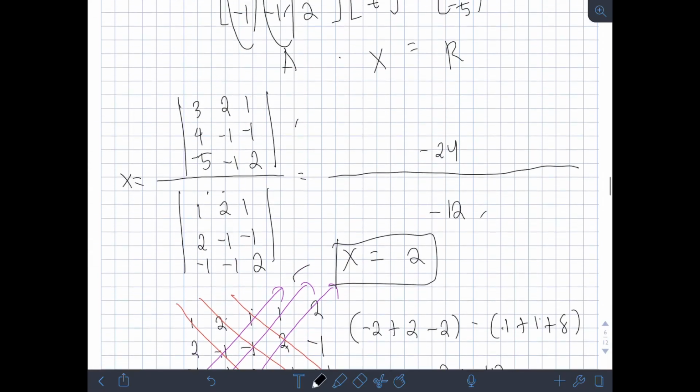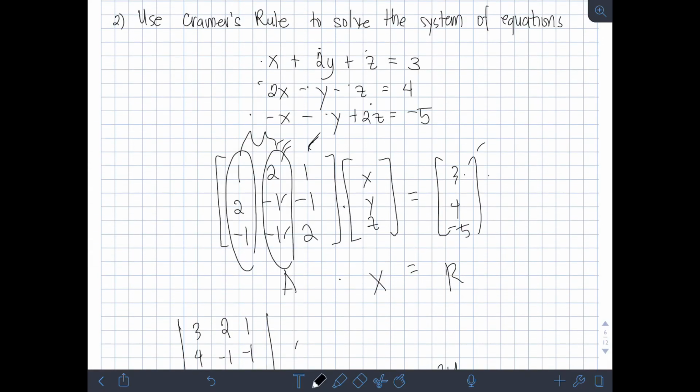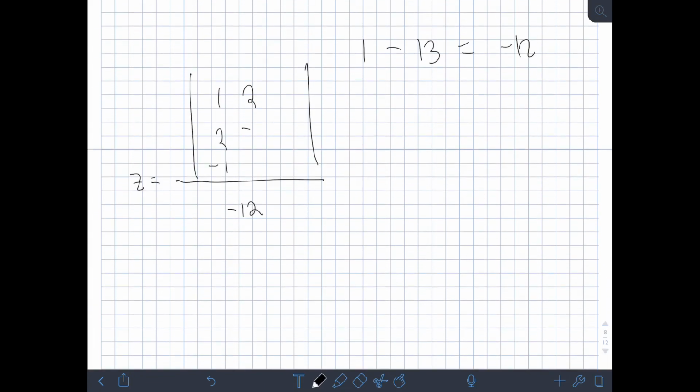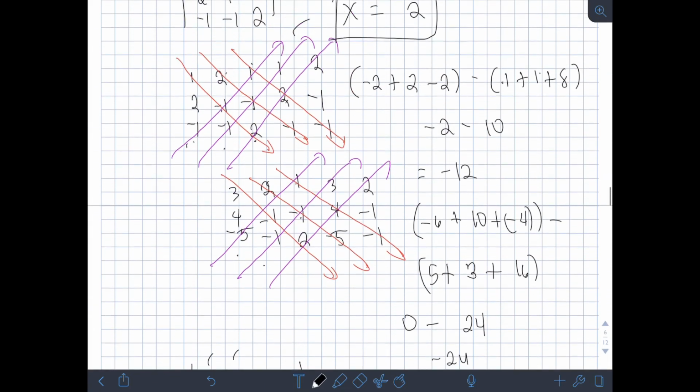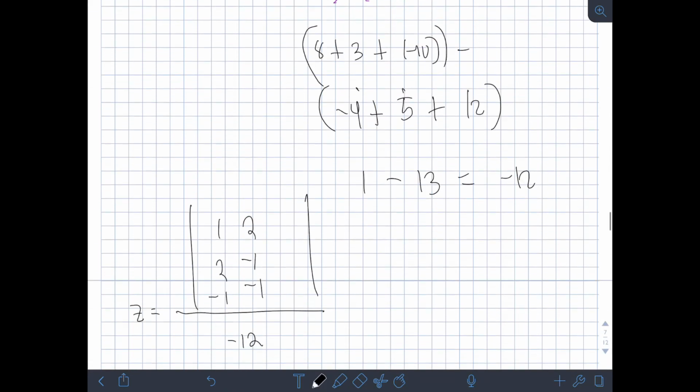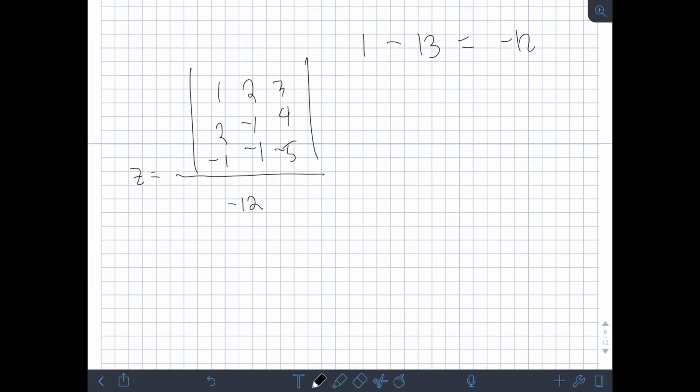And then, 2, negative 1, negative 1. And then, papalitan nga natin tong third column nitong constant na 3, 4, negative 5. So, hanapin uli natin yung determinant ng numerator.